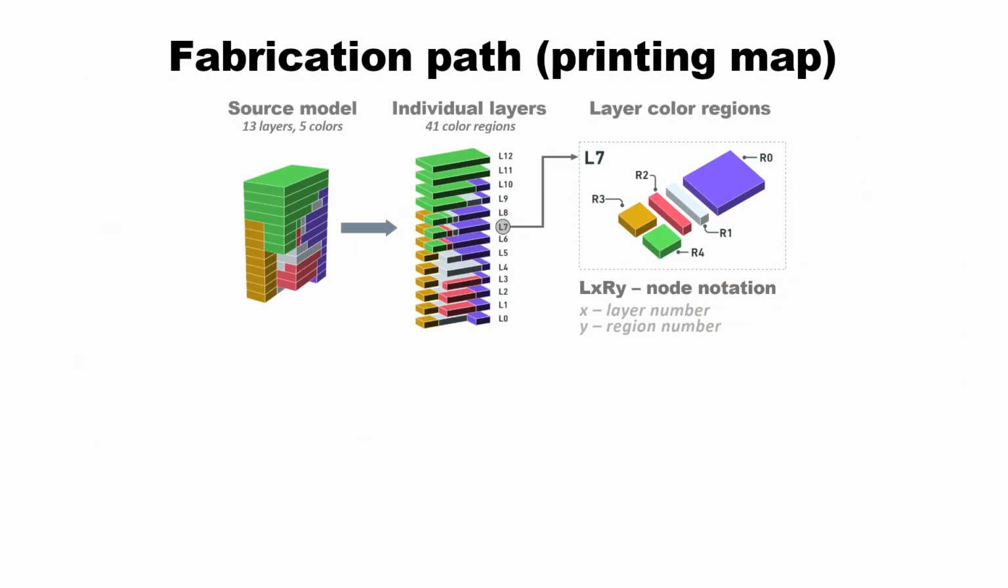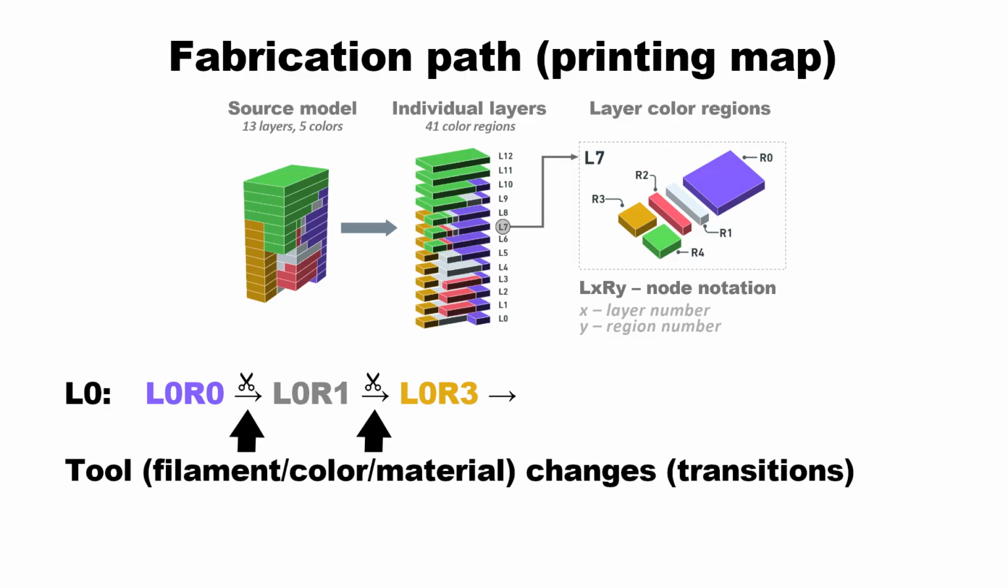In designing the traditional fabrication process, consider the bottom layer number 0. First, we can print region 0, then region 1, and then region 3. With the single nozzle system, each transition between regions requires a material change, also called a filament change, color change, or material transition.